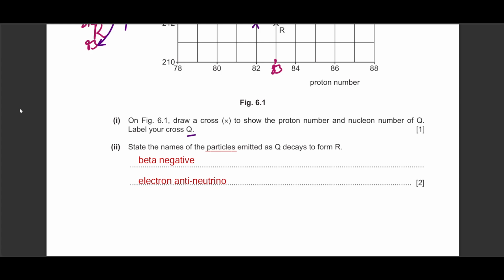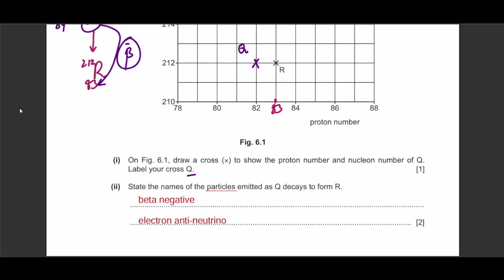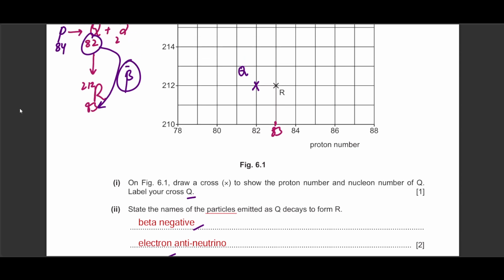We've done that. State the names of the particles emitted when Q decays to form R. So when Q decays to become R, this is what he wants to know. It's going to be a beta negative and an electron antineutrino. Again, for beta negative, electron antineutrino is the second particle that gets emitted. For beta positive, we have neutrinos with them.